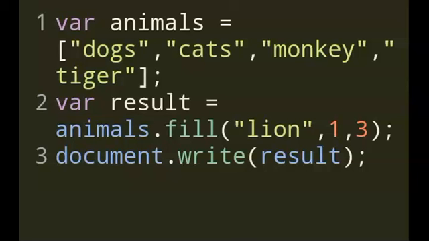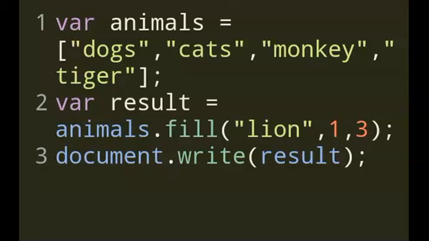So what does it mean? It's like if the ending point is given, it is adding until there but not inclusive of the ending index. So that means until index 3 but not including index 3. This is what it means, right?